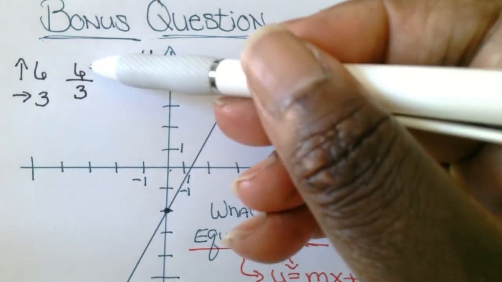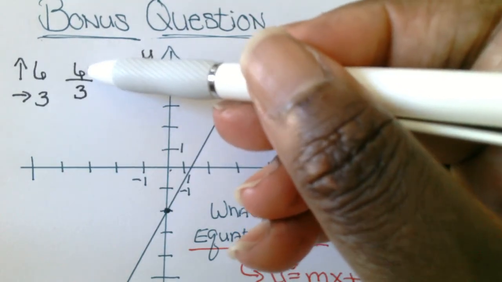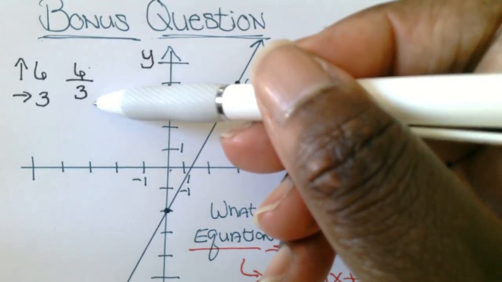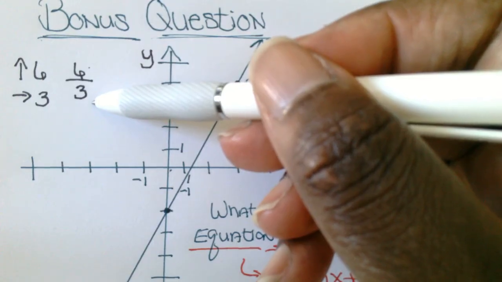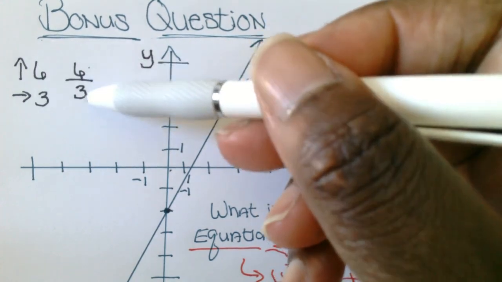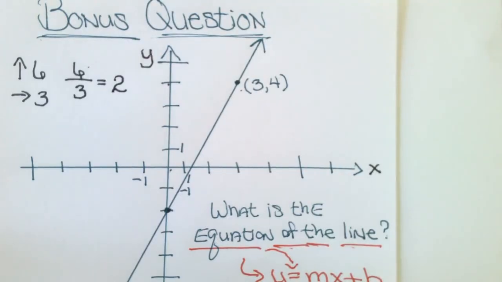But 6 over 3 is the same as saying 6 divided by 3. So this can be reduced even further. 6 over 3 can simply be 2 over 1. And 2 over 1 is just 2. Anything divided by 1 is itself. Okay? Yep, we did not need the slope-intercept form.